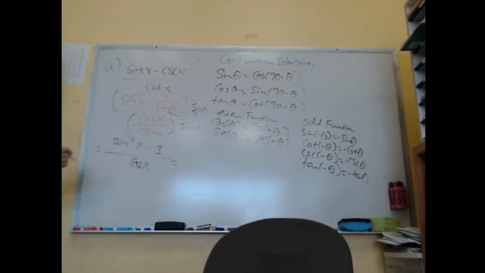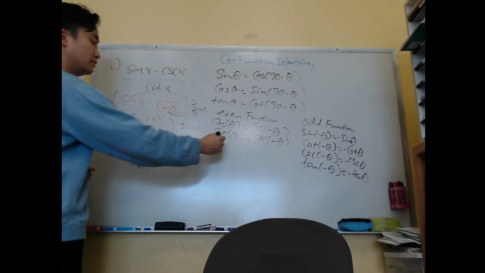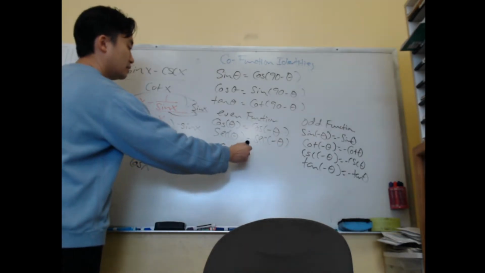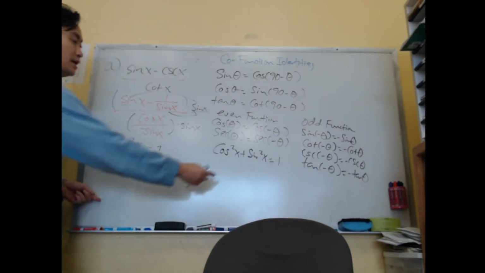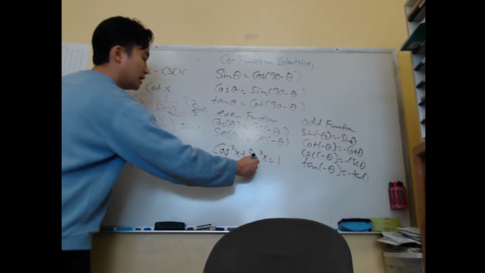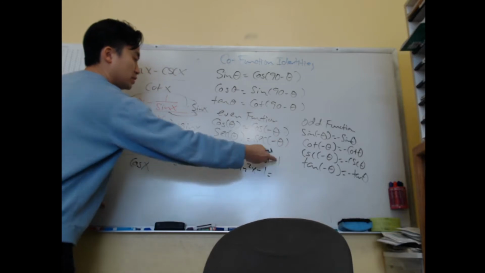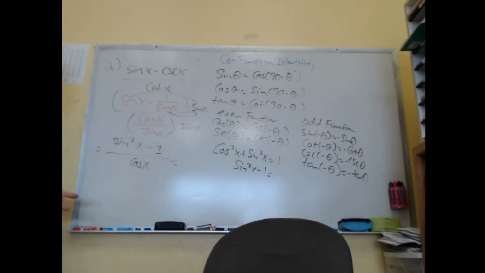Okay, so now from here, what else can we do? Sine square of x minus 1, is that cosine square of x or negative cosine square of x? Can we apply the Pythagorean identity? It's negative, right? Well, why? Because of the Pythagorean identity. So sine square of x minus 1, what happens if you just swap those terms? You change the sign, right?